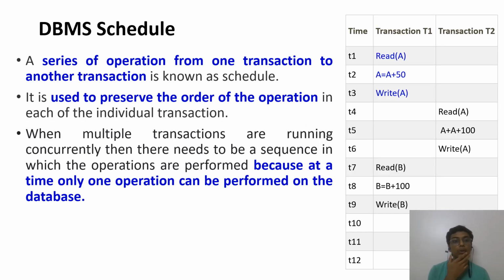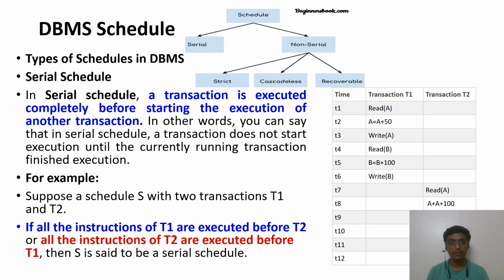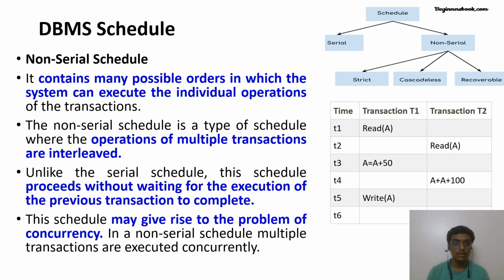So, what is a DBMS schedule? A series of operations from one transaction to another transaction is known as a schedule. It is used to preserve the order of the operations in each of the individual transactions. There are mainly two types of DBMS schedules. First one is serial, and second one is non-serial.